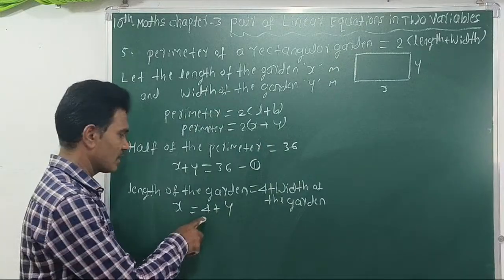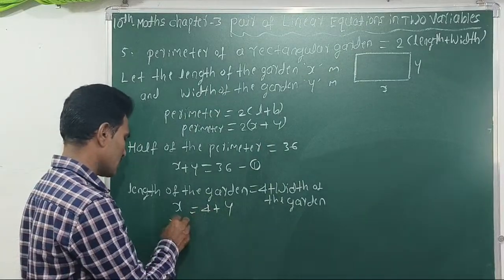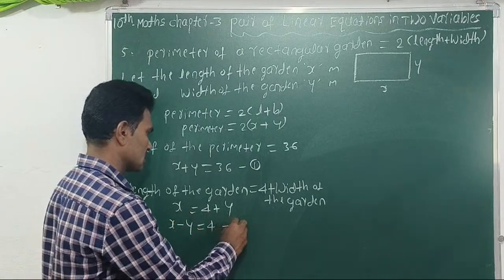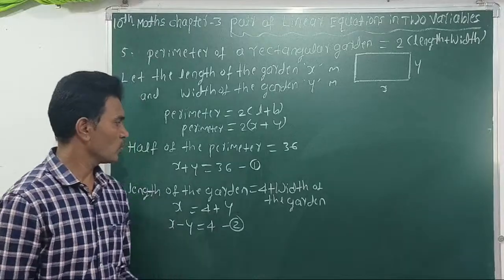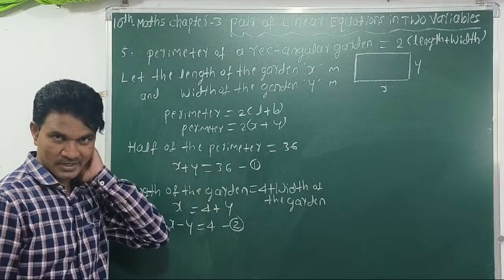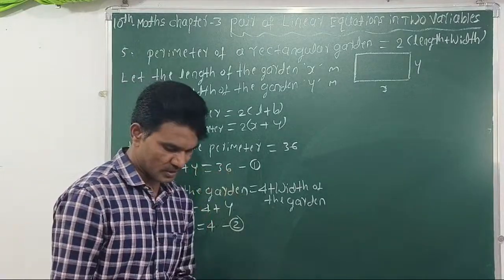I will write it in standard form. Plus y becomes minus y. x minus y is equal to 4. Call this equation as 2. We got two linear equations. Then we have to solve these two equations graphically or algebraically.